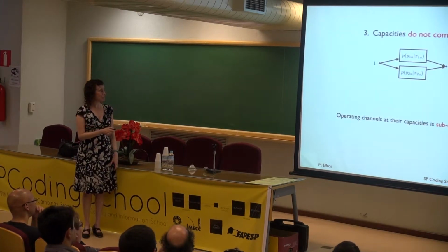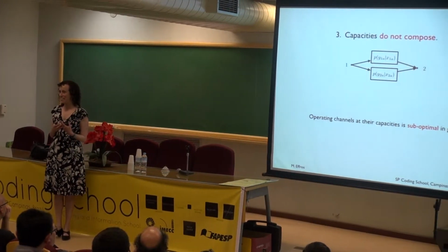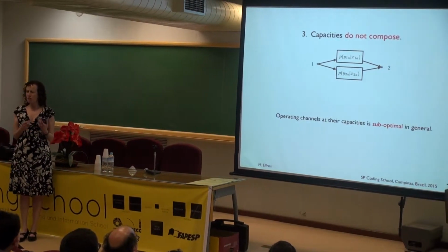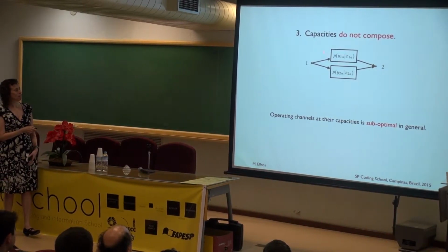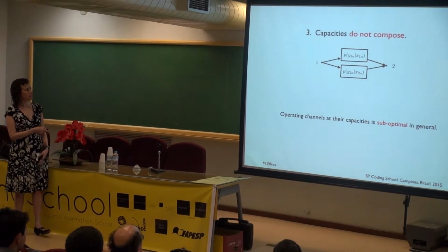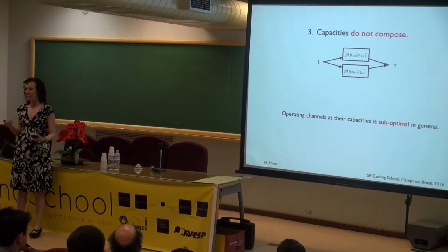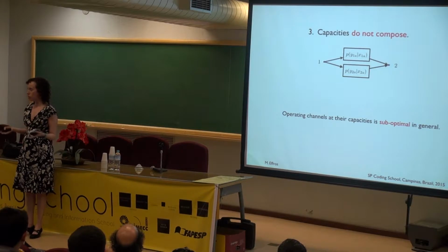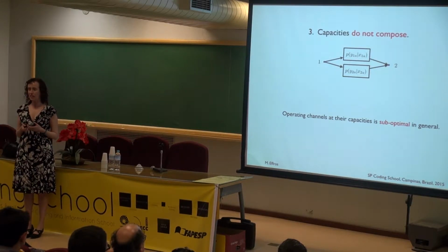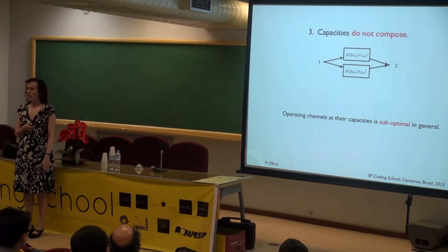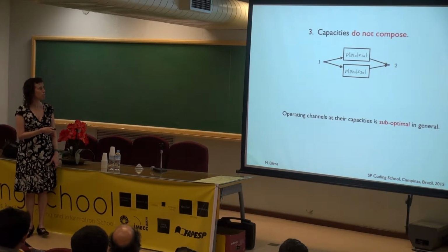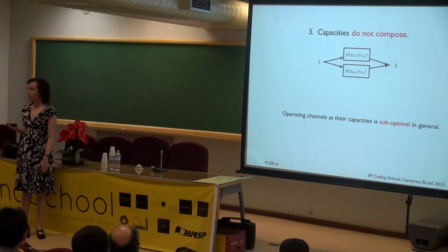A third challenge for why we are where we are today is that capacities don't compose. And what I mean by that is you might think that if I study the capacity of one small network and I study the capacity of another small network, that should tell me about the capacity of any network that I can build out of those 2 small networks. And it turns out that's not the case. That is, if you know the capacity of one channel and you know the capacity of another channel and you build a network, even a very, very simple network, out of those 2 components, it turns out that the capacities of the individual components don't predict the capacity of the network as a whole.